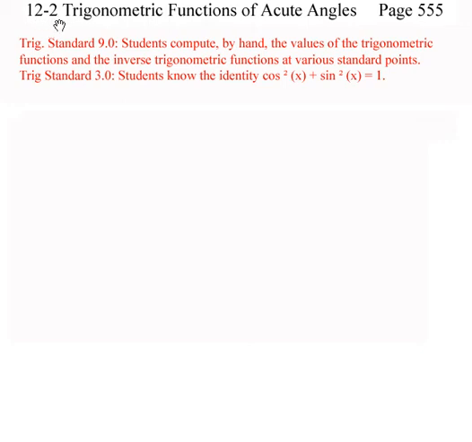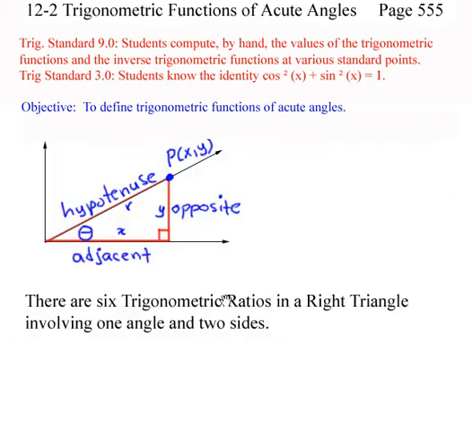Chapter 12, Section 2, we're going to cover two of the trig standards, and that's to calculate values of the 6 trig functions, the 3 main functions and their inverse trig functions. And we need to know the identity cosine squared of x plus sine squared of x equals 1. So our objective today is to deal with trigonometric functions of acute angles.